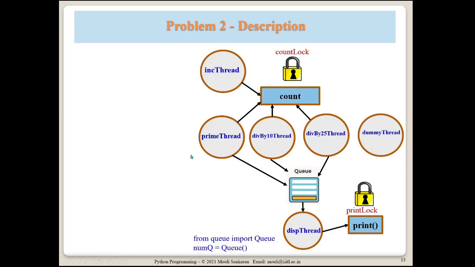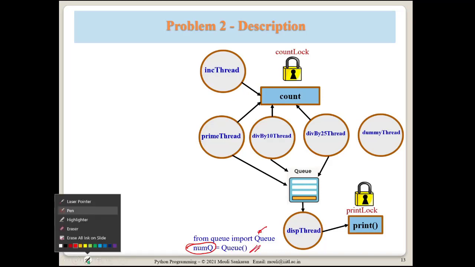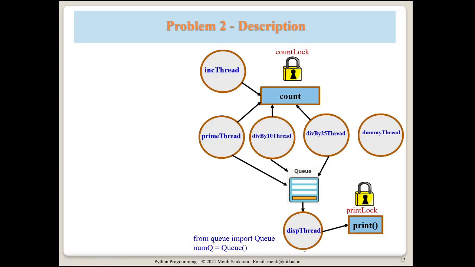Now, explanation. How do you create the queue? Again, the queue is also part of the threading library. From queue, small queue, import Queue, then create a queue object numq. That's all, that's very simple, and you don't need to install anything. It is built in. This library is there. You don't need to worry about it. It will just work.